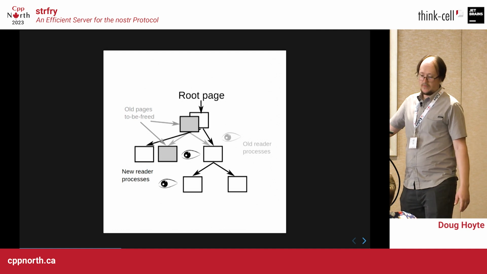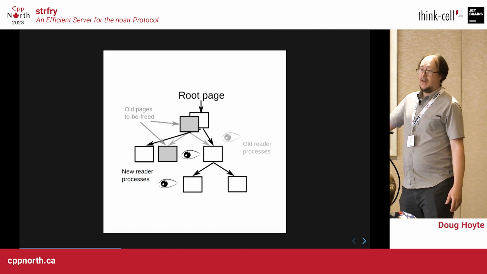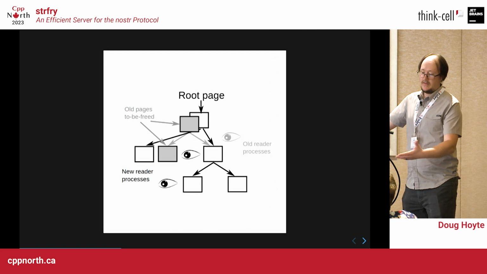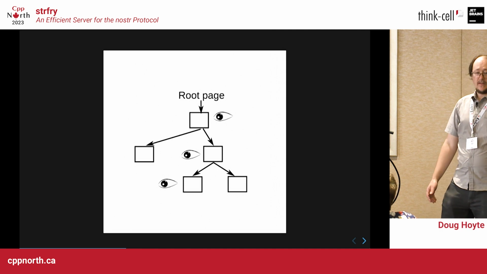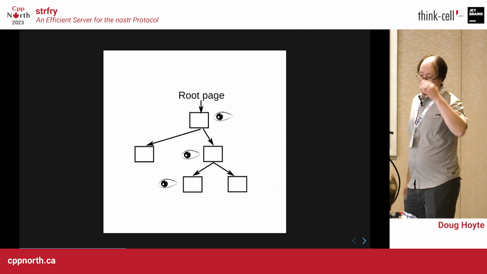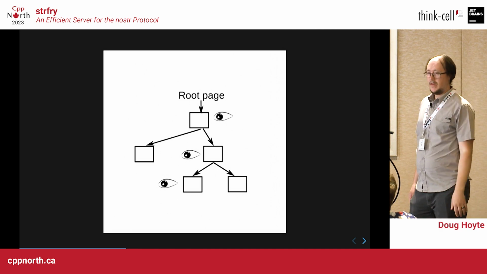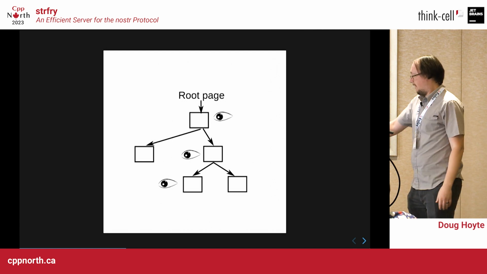Yeah, so the idea is that you've got these two different versions, right? And once those old transactions complete, those gray pages there can actually be reclaimed, right? And those will be used for later transactions. So that's how MVCC works in LMDB.